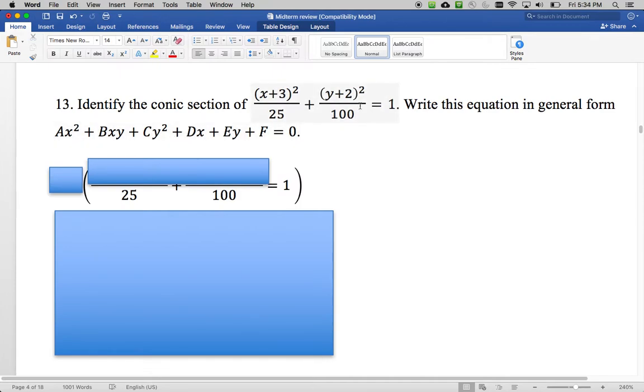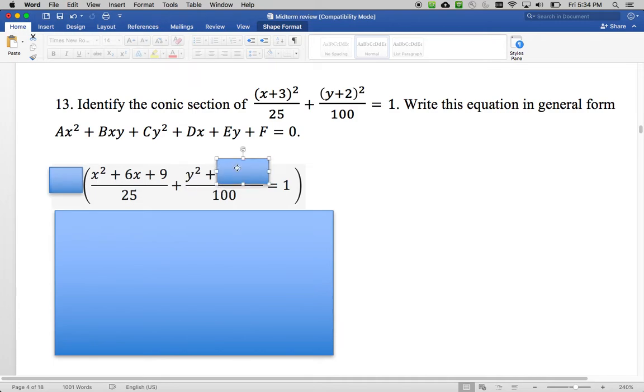And the biggest thing with, well, there's two things. We want to go ahead and FOIL both numerators. So in this numerator, I just FOIL it, and this is what I get for my numerators. And then I want to get rid of my denominators. And so sometimes you have to multiply everything by both fractions, but because 100 is divisible by 25, all you have to do is multiply everything by 100.